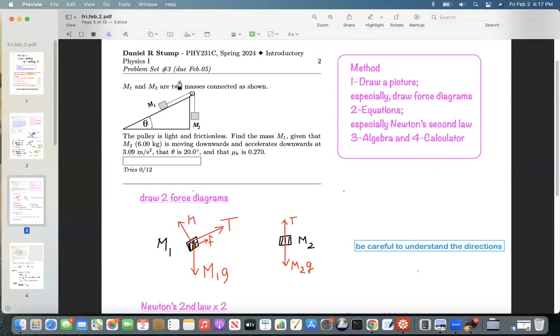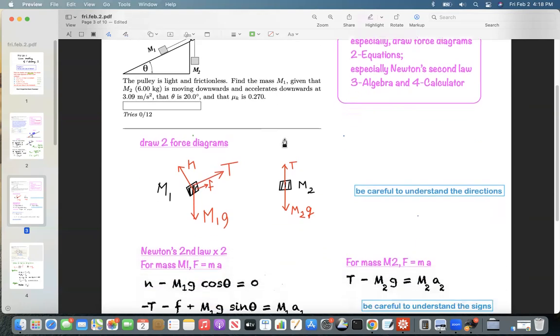Here we have two objects. So here's the picture. I have two blocks, masses M1 and M2, connected by a cord that goes over a pulley. So these two masses will move together. For example, M2 might move down, and then M1 would move up by the same distance because the cord is not stretching. So if M2 moved down 1 inch, M1 would move up 1 inch. Now, it says M2 is moving downwards, and it accelerates downwards, and the acceleration is given. This angle is given. The coefficient of kinetic friction between M1 and this surface is given, and you're supposed to calculate M1.